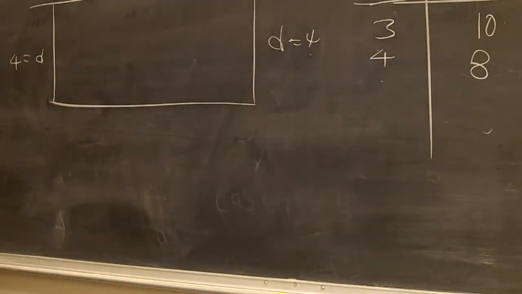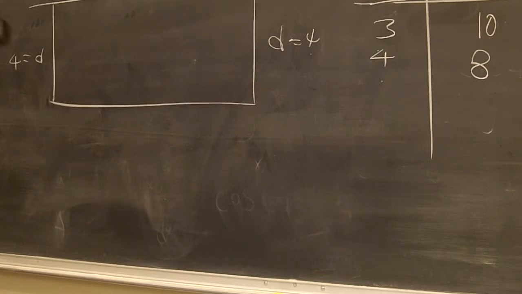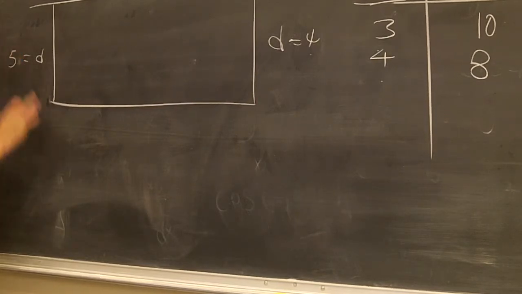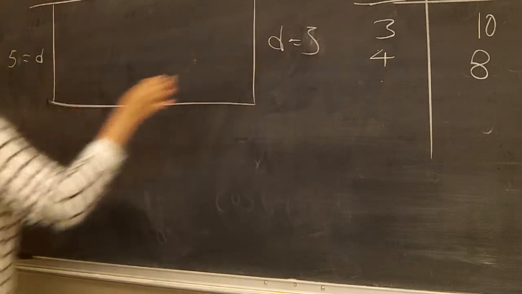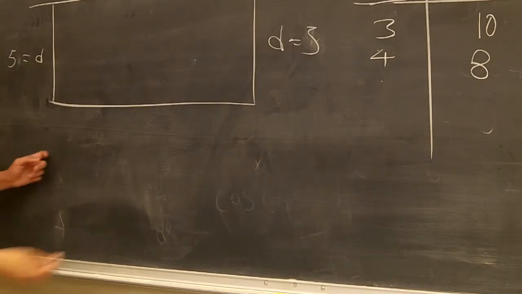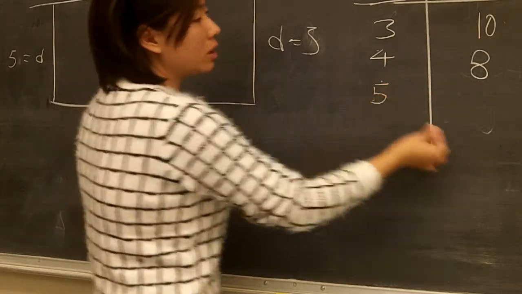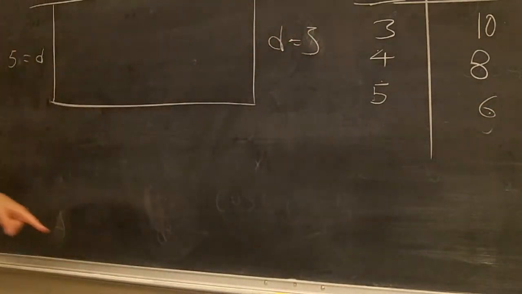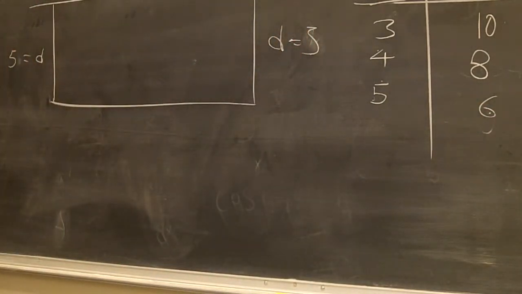Okay. How about if we change the length of D again? Let's change it to 5. So 5 plus 5 plus X equals 16. 5 plus 5 equals 10. 10 plus X equals 16. X is 6. Alright, then you'll have D equal to 5. What is the area? You can do it right now if you want. 30.